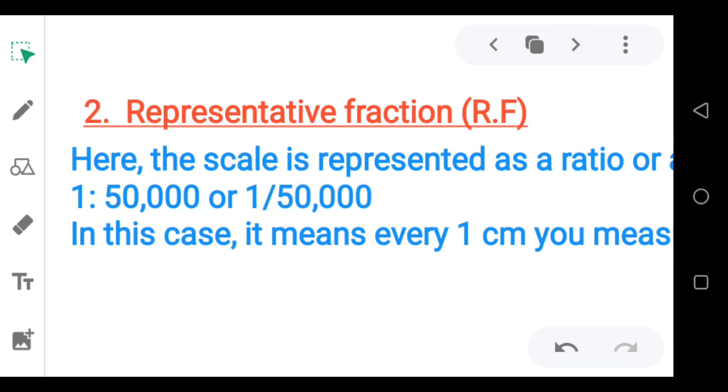Number 2, we have representative fraction, that is the RF. Here, the scale is represented as a ratio or as a fraction. For example, 1:50,000 or 1/50,000.